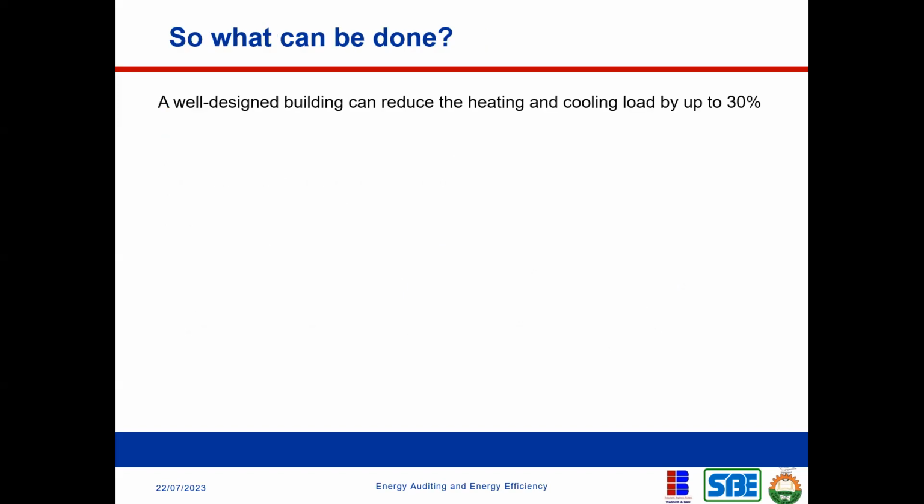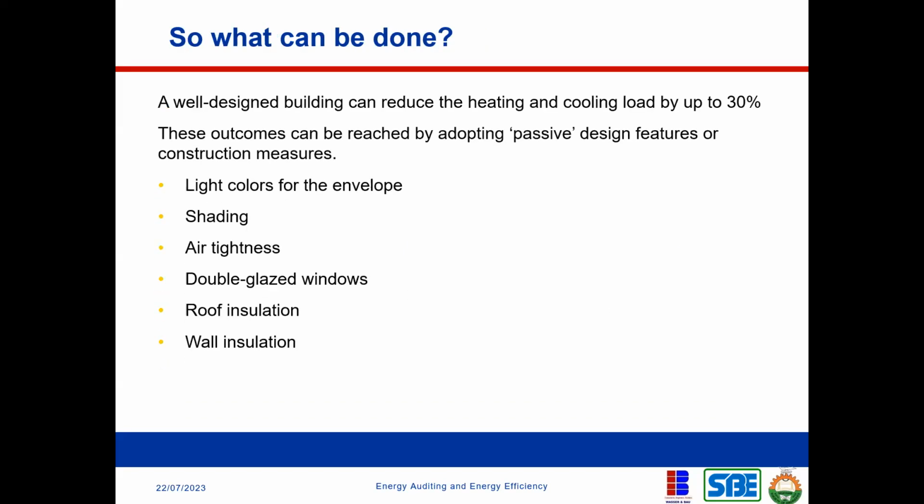So what can be done? All these are just things you can do to reduce heating load. Now, these are basically for commercial buildings, okay? A well designed building can reduce heating and cooling load by up to 30%. The outcomes can be reached by adopting passive design features or construction measures.